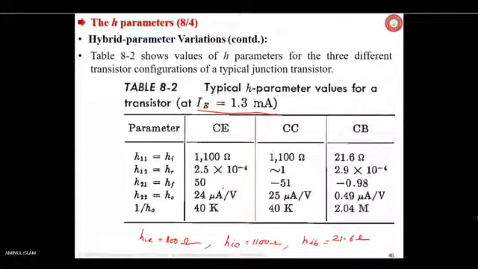You are not remembering. So with that in mind, which configuration is appearing good to you? Tell me. Sir, common emitter and common collector. Yes, common emitter and common collector is good for the input resistance consideration. What about output resistance? Which one is output resistance? Tell.